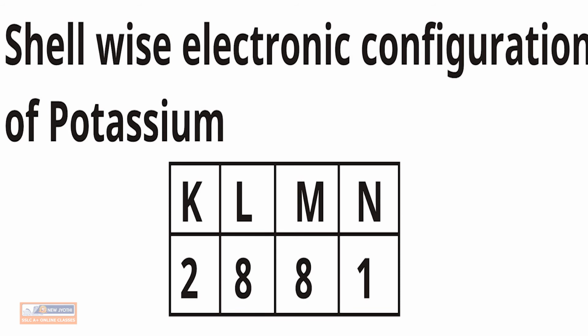Its shell-wise electronic configuration is 2, 8, 8, 1. Based on that, we can write the subshell electronic configuration by knowing the increasing order of energies of the subshells. That is 1s, 2s, 2p, 3s, 3p, 4s, then 3d, 4p, 5s, 4d, 5p, 6s and 4f.